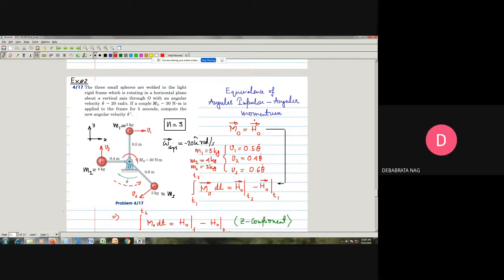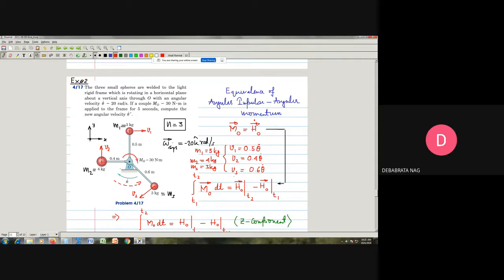The first example highlighted the application of generalized Newton's second law of motion, and the second example that we have considered here highlights the principle of equivalence of angular impulse and angular momentum. I hope that you have understood this problem. Again, one important thing to note in this case is the sign of the angular velocity and the angular impulse vector.